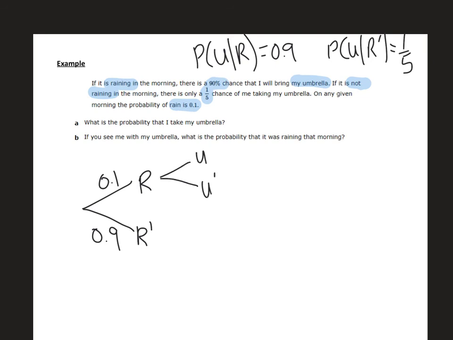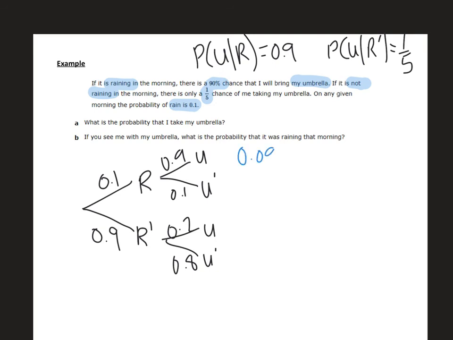Then if it rains, the probability of bringing an umbrella or not, well, you should take an umbrella, so it should be probability 1, but it's 90%, so we'll write that as 0.9. So not bringing an umbrella would be 0.1. If it doesn't rain, the chance you either bring an umbrella or not. Well, umbrella, if it's not raining, was 1/5, so I'm going to write that as 0.2. So not taking an umbrella is 0.8.